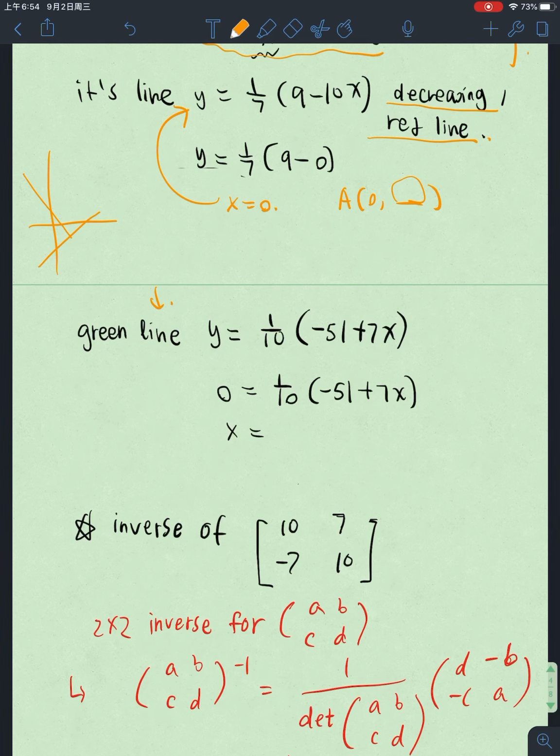For this one, for the green line, it's the same. They gave you the a something 0, so y equals 0. You just plug it here and calculate for the x value. You will get the intercept.